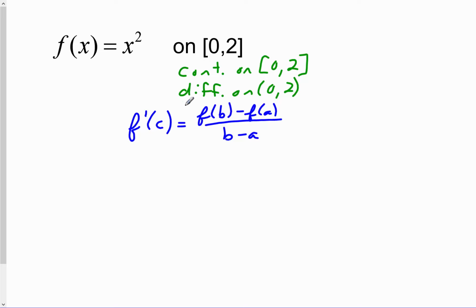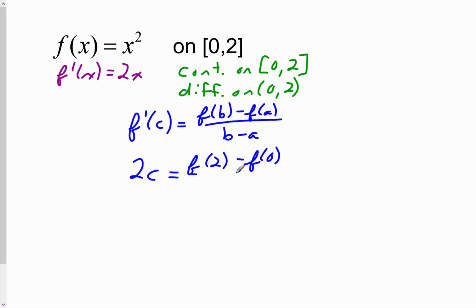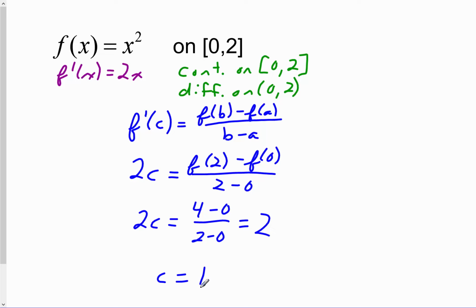So what I do is I just start plugging things in here. Well, I don't know what c is, but I do know f prime of x is 2x. So if I plug c into that, I would get 2c. B is 2, so it's going to be f of 2 minus f of 0 over 2 minus 0. So I get 2c equals 4 minus 0 over 2 minus 0, which is just 2. So I get that c is 1. So at an x value of 1, on the interval from 0 to 2, the slope of the secant is equal to the slope of the tangent.